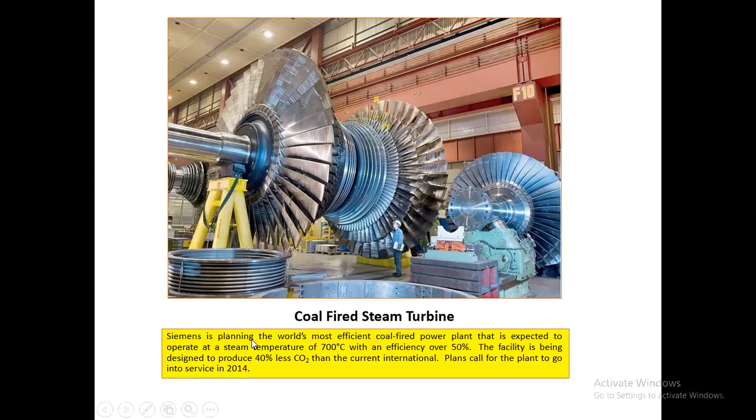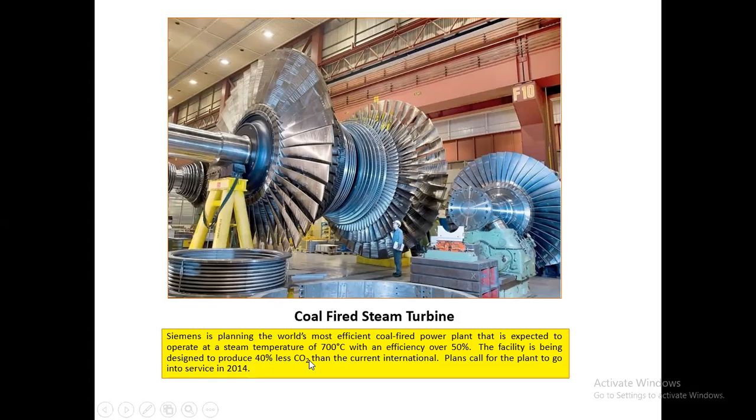Siemens is planning the world's most efficient coal-fired power plant that is expected to operate at a steam temperature of 700 degrees centigrade. It is an enormous amount of temperature, a very drastic temperature. With an efficiency over 50%, the facility is being designed to produce 40% less carbon dioxide.